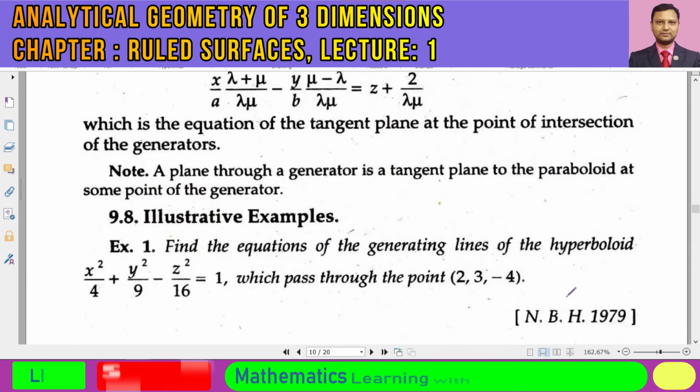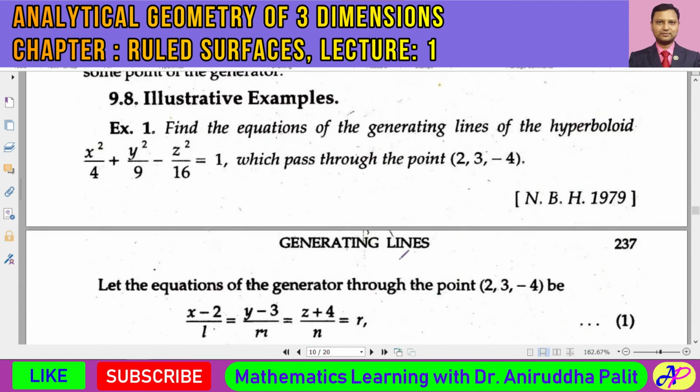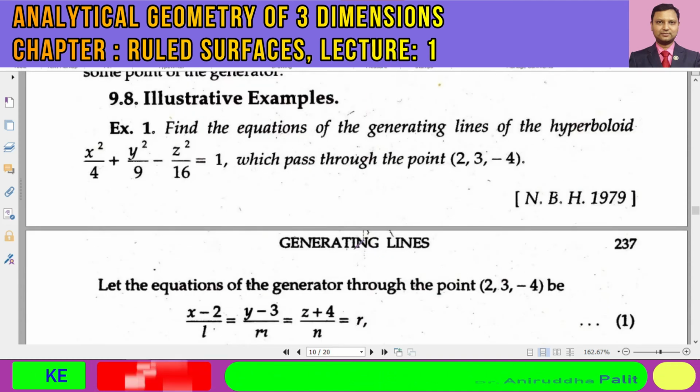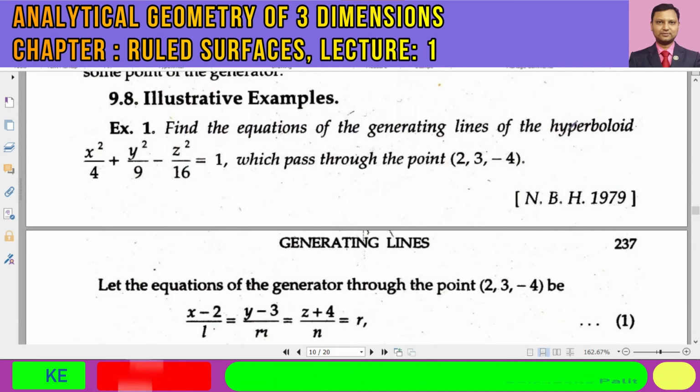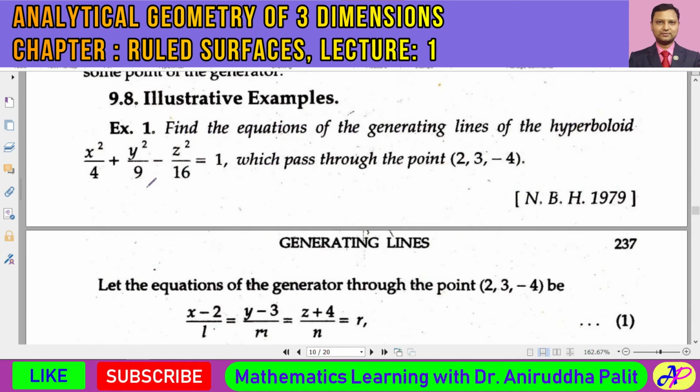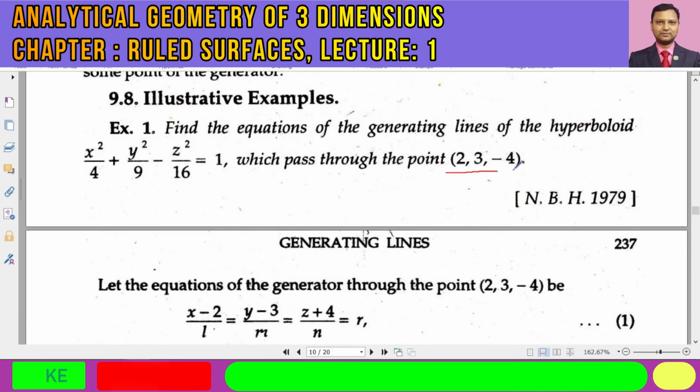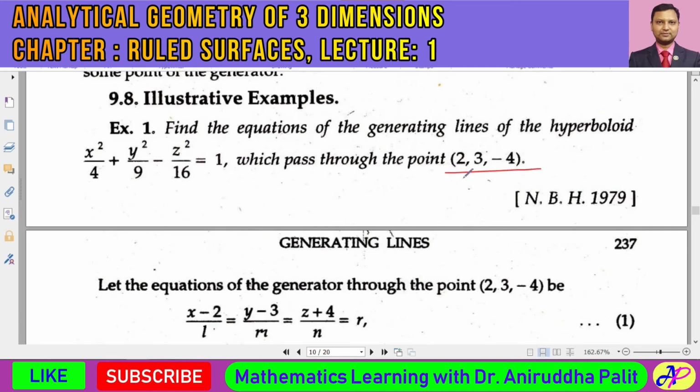Let me complete the remaining portion of the discussion by considering one or two examples. Over here, what does it say? It says: find the equation of the generating lines of the hyperboloid x square by 4 plus y square by 9 minus z square by 16 is equal to 1, which will pass through this point. This is actually the point alpha, beta, and gamma.